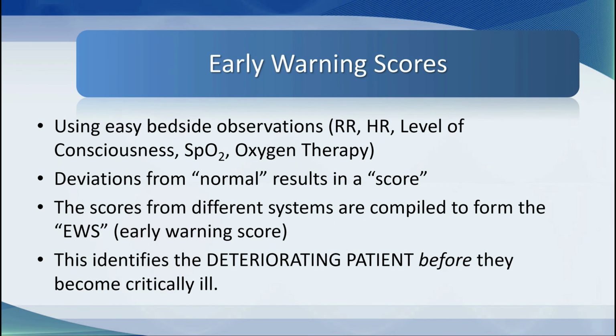These clinical criteria have been consolidated into a series of early warning scores that have been widely adapted throughout the world. The scores use easy bedside observations, the respiratory rate, the peripheral oxygen saturation, whether the patient requires supplementary oxygen, the heart rate, the blood pressure, the level of consciousness, and the temperature. And deviations from normal results in a score, and the degree of deviation scores 1, 2, or 3. The higher the score, the worse the deviation. All of these different systems scores are compiled together to create a single early warning score. The purpose of the score is to identify the deteriorating patient before they become critically ill.